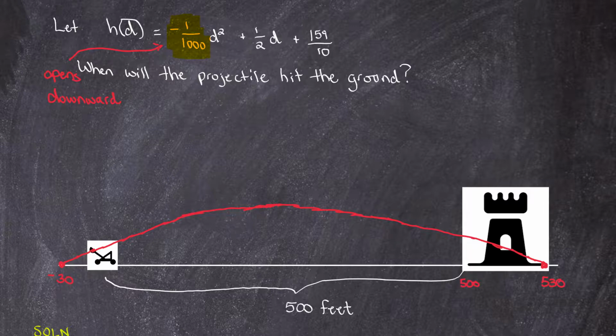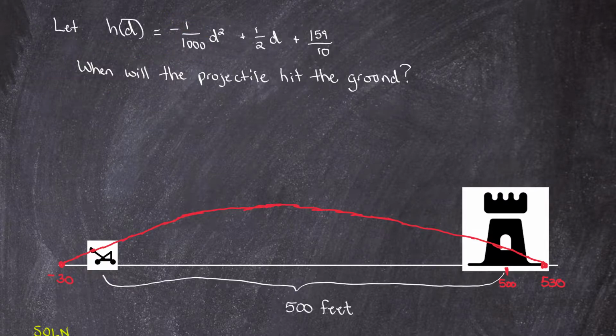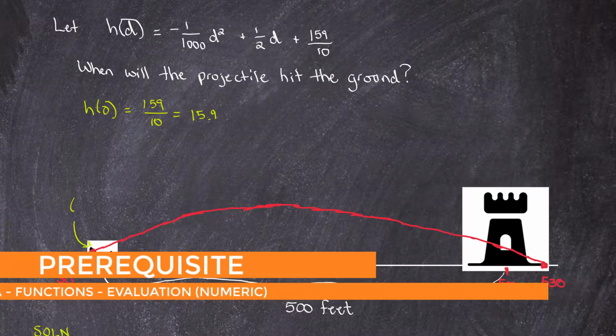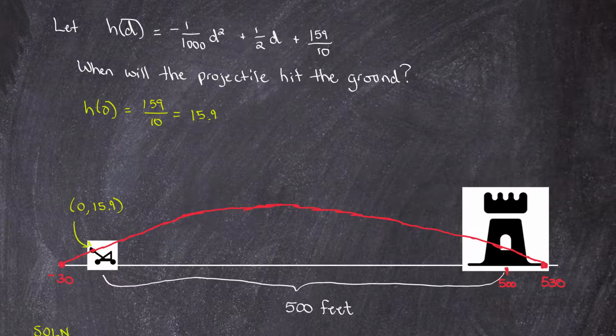Our issues in the first try were that the projectile was being fired from the ground, and it was not going to reach the castle wall. In this case, using our prereq skills, we can determine that the initial firing height of the projectile is 15.9 feet. That could be realistic. So it seems like we fixed that issue for now. What about the distance the projectile flies?